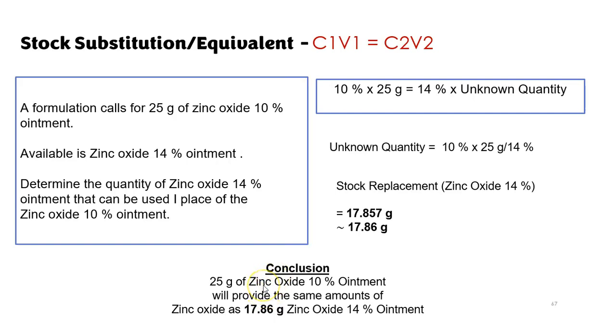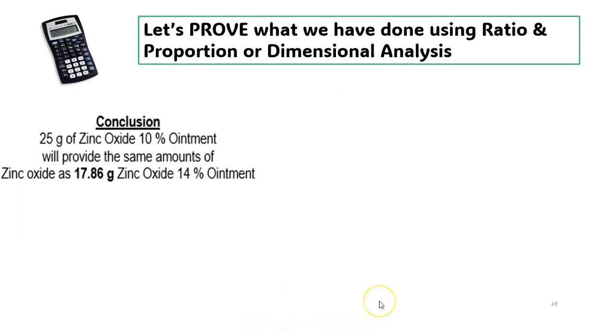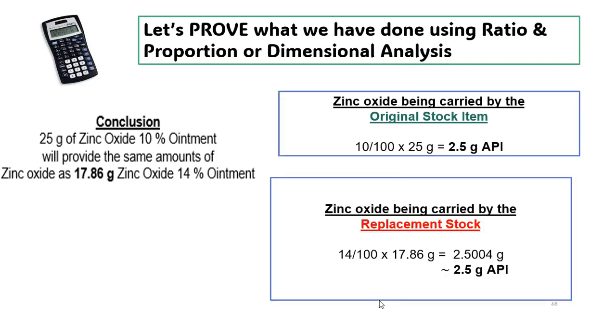So my conclusion is, if I don't have zinc oxide 10% ointment in my pharmacy, in my storeroom, all I need to do is weigh 17.86 grams of the 14% and I'm fine. So let's look at it. Let's look at the two.